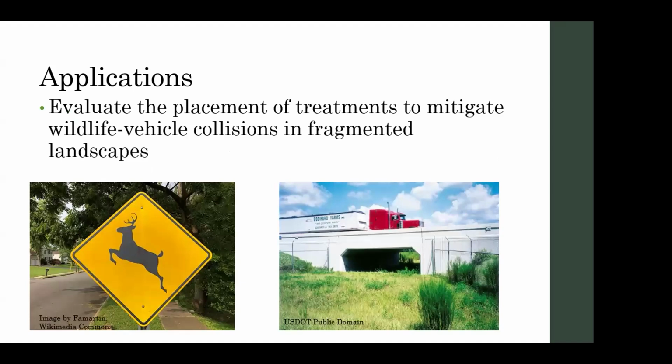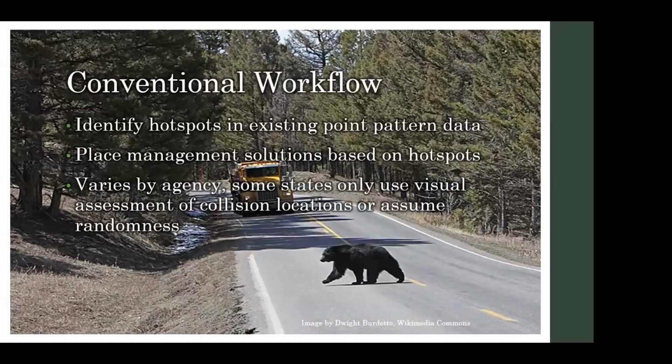Our intended applications are to evaluate the placement of treatments to mitigate wildlife vehicle collisions in landscapes with fragmented habitat. One type of treatment would be a wildlife crossing sign meant to control people or traffic. And another type would be an overpass or underpass or some kind of crossing meant to facilitate or control wildlife. The conventional workflow for placement of these treatments is frequently to identify hotspots in existing point pattern data and then place management solutions based on hotspots. But this varies.